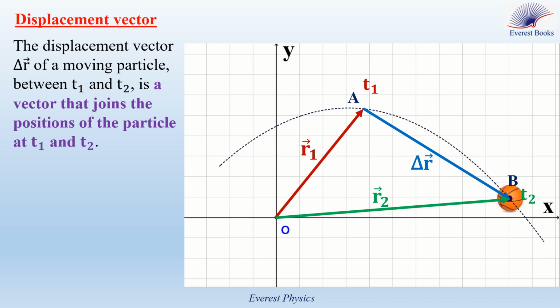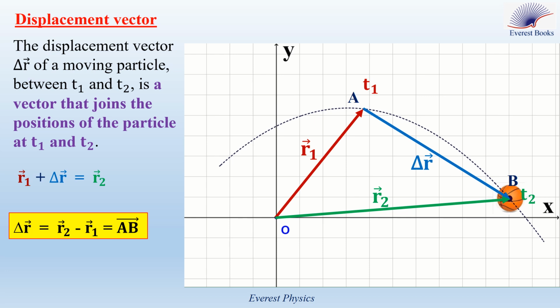Now look at the figure carefully. What is the relation between R1, R2, and delta R? As you see, R2 is the resultant vector of R1 and delta R. Therefore, R1 plus delta R is equal to R2. This is going to be delta R is equal to R2 minus R1, which is equal to AB, the vector joining the initial and the final positions. This is the expression of the displacement vector.